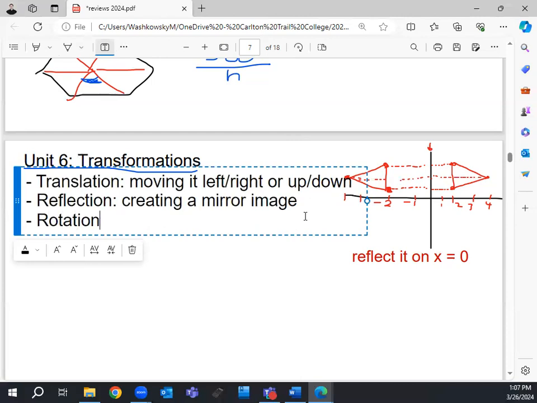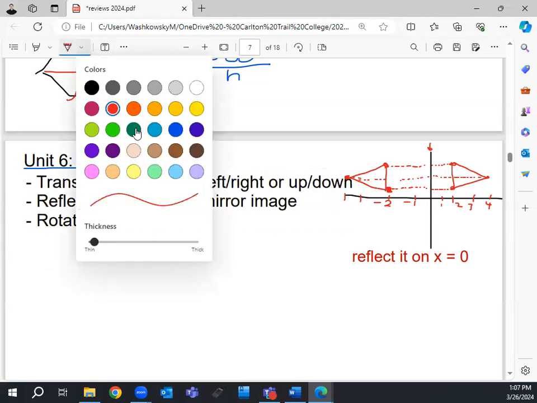And the last one, which is usually the most complicated for people, is a rotation. What if I rotate this object?